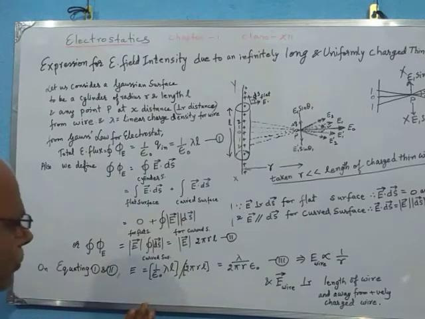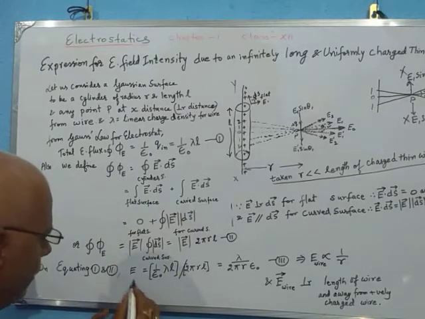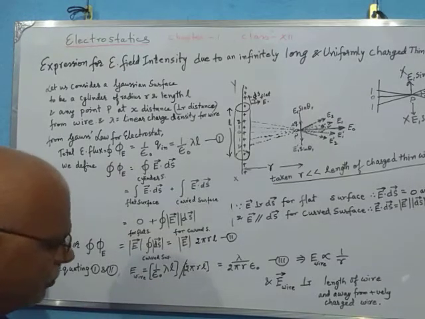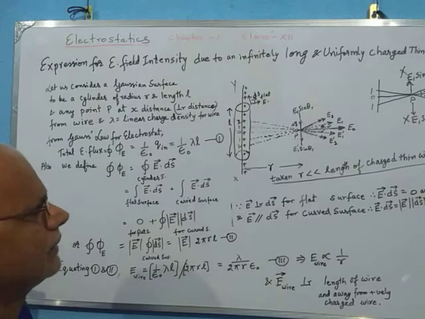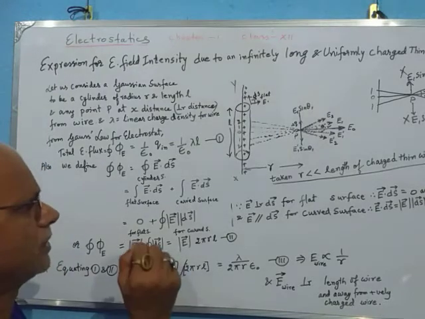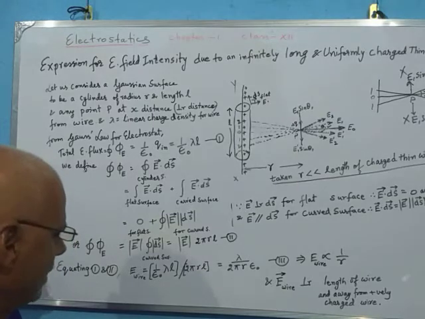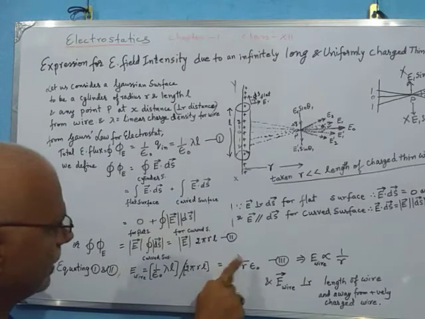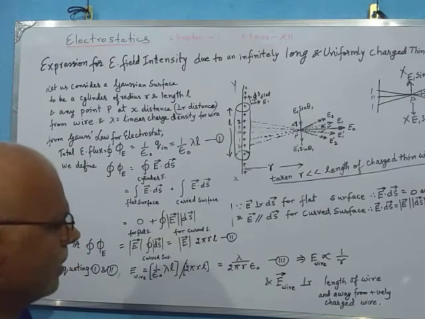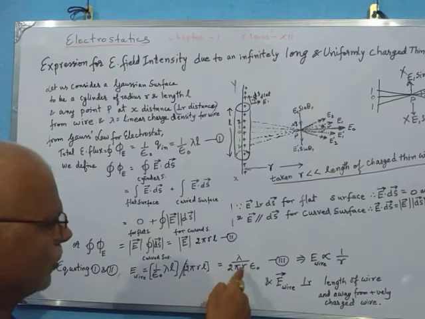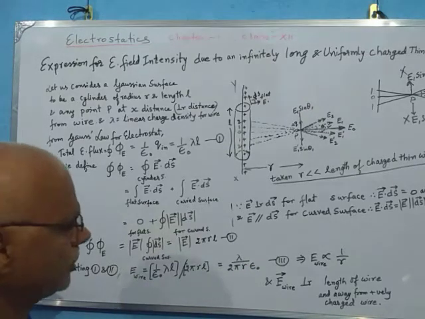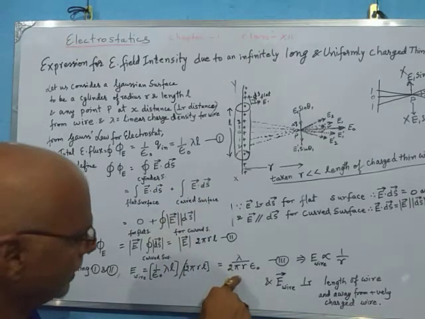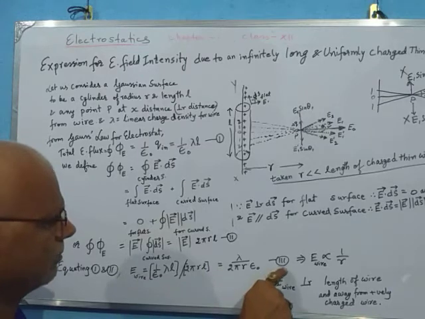On equating these two, we get the electric field due to the wire, which is infinitely long, uniformly charged and very thin, and the distance considered from the wire is very much less as compared to the length of the wire, is equal to lambda upon 2 pi r epsilon naught. And of course it is away from the wire if the wire is positively charged, and perpendicular to the wire. We have called it equation number 3.